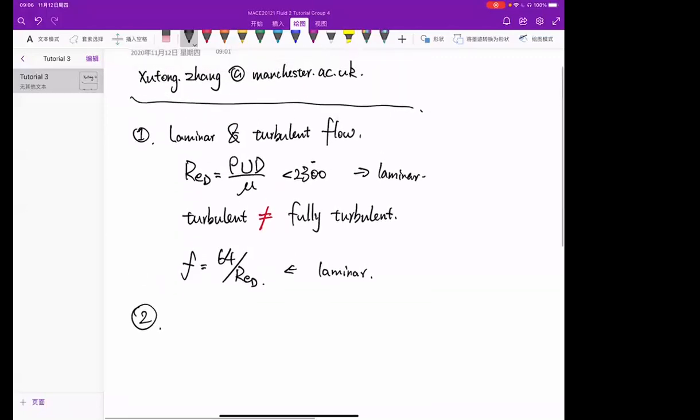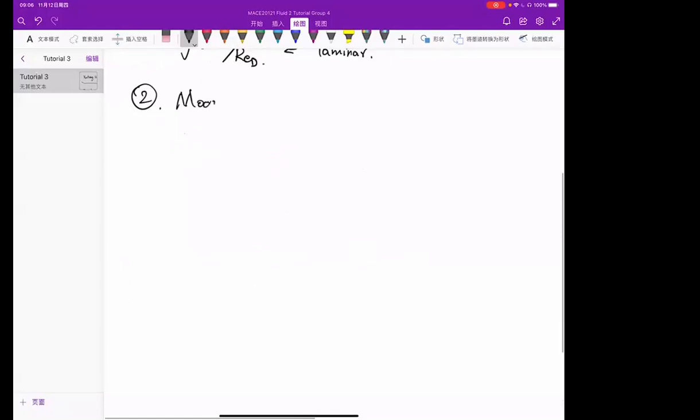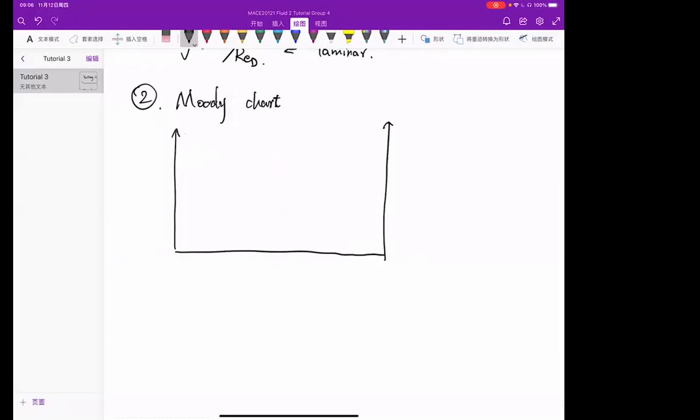And then you have the Moody chart. This is a very important part of this chapter, so you need to know how to read it. The chart is in a form like this: on the left-hand side we have the friction factor, on the right-hand side epsilon over D, and the horizontal axis is the Reynolds number.